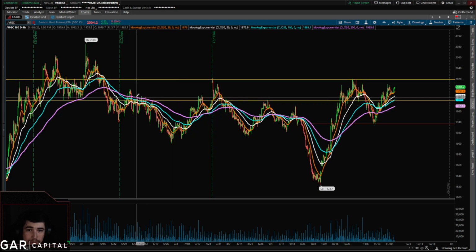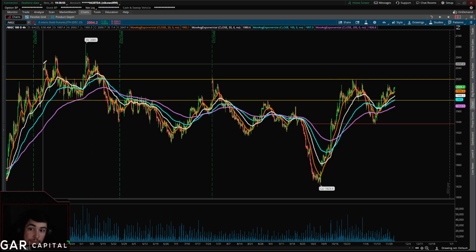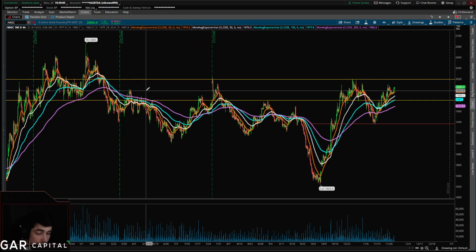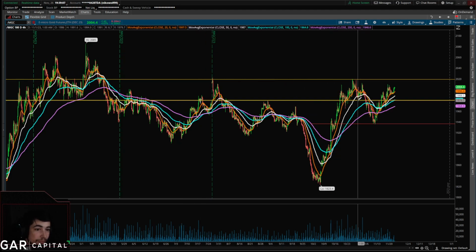Let me extend this to the left. So like last time we tried, couldn't get up here. Last time we broke out, came back down, couldn't get out of here, chopped a bit here. When we were above it, we did fine, but then it ended up going back down below it. So yeah, this just proves a point.